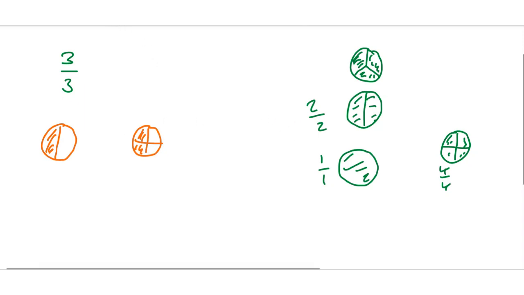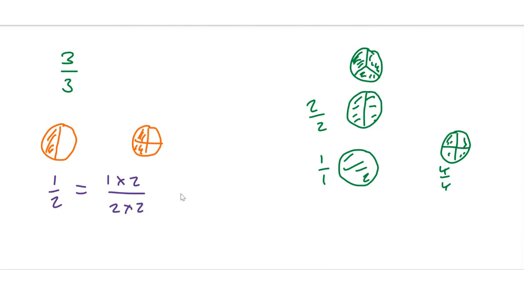the same thing. So if we take this example, this is 1/2. That's equal to 1 times 2 over 2 times 2. That's equal to 2/4. We can keep going. We can say this is 2 times 2 over 4 times 2. And that's equal to 4 over 8. Okay, so you can do this for any number.